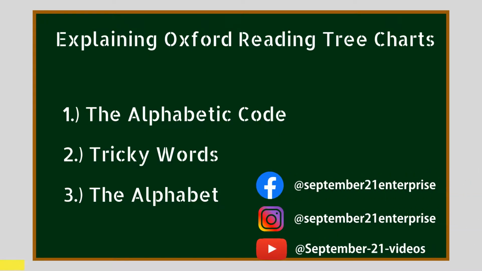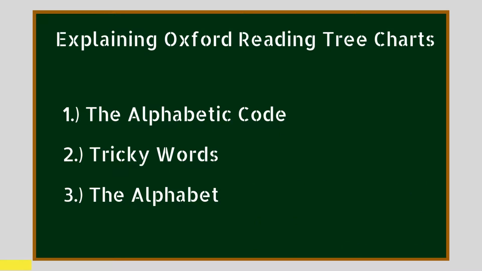There are actually three charts. Chart number 1, the alphabetic code. Chart number 2, tricky words. And 3, the alphabet. All of these charts are incredibly valuable to have in your classroom.